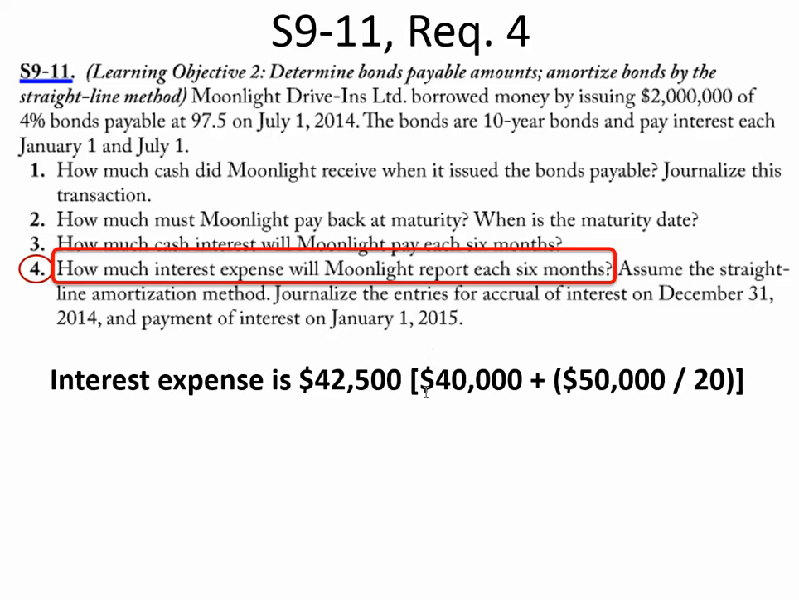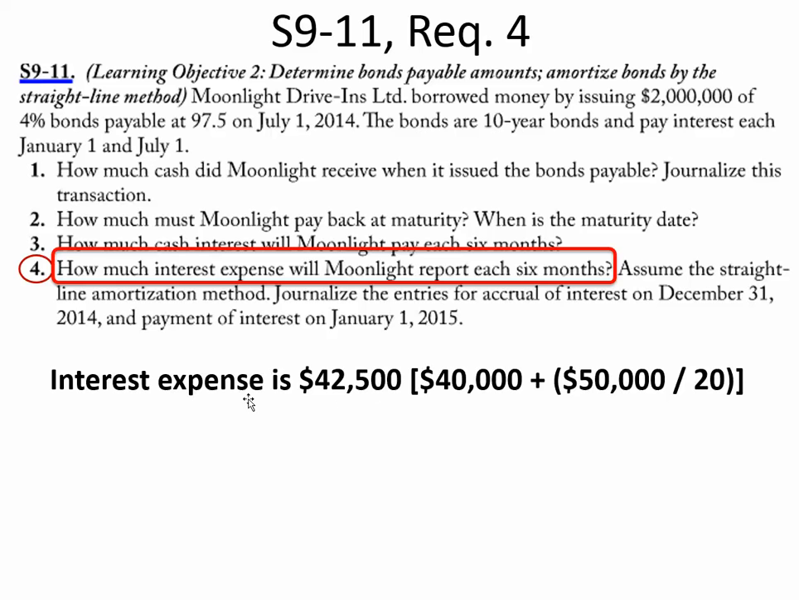So let me do that again. Okay, 40,000 is the interest we calculated in part 3. 50,000 is the original discount divided by the number of interest periods. These bonds pay interest each January 1 and July 1. So there are 2 interest payments a year, and these are 10-year bonds. So 2 interest payments a year times 10 years gives me the 20.